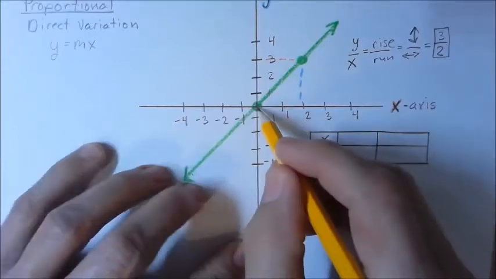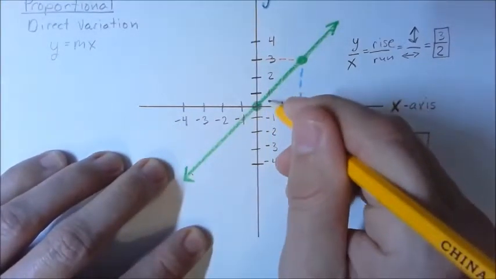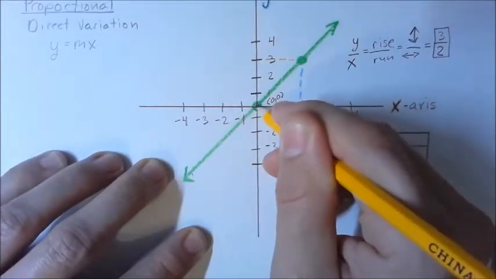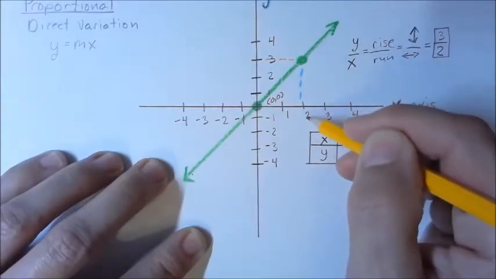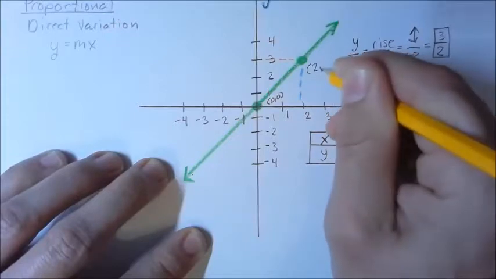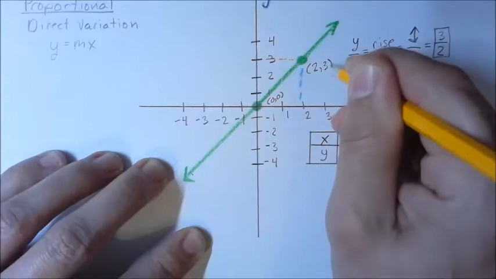So let's go ahead and look at our points. First we have to look at this point. This point, I'm going to label it 0, 0, because it's at the origin. For this point, my x value is 2 right here, so I'm going to put my ordered pair. 2 goes first, and then my y value is 3, so my y goes second.